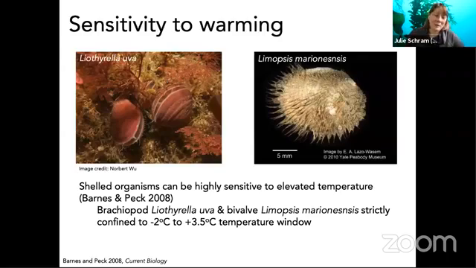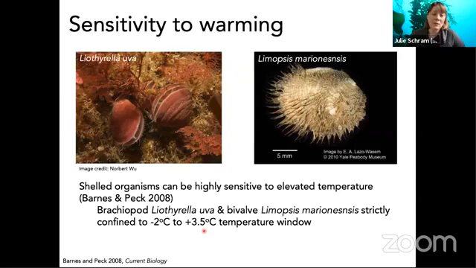I like benthic organisms a lot, so that's going to be the main focus here. I have an example of a brachiopod and a bivalve. Previous work has shown that both of these species are adapted to a very narrow range in temperatures. They can only survive in waters from -2 degrees Celsius to +3.5 degrees Celsius. It's a very narrow range when you're talking about these types of organisms.